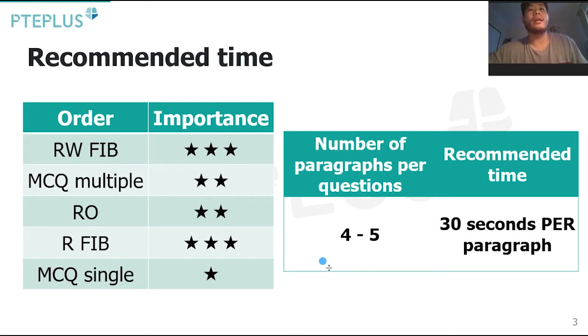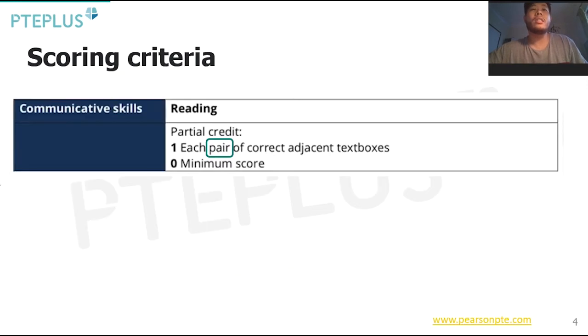This means that if there are 4 paragraphs, then we recommend you to take 2 minutes for the question. But if there are 5 paragraphs, then we recommend you to take 2.5. So you can see, as each paragraph increases, we add half a minute to it. And you can see here, we've got reorder paragraph ranked as 2 stars for the reading section. In terms of scoring criteria, reorder paragraphs give 1 mark for each pair of correct adjacent text boxes. So they have to be a correct pair together.